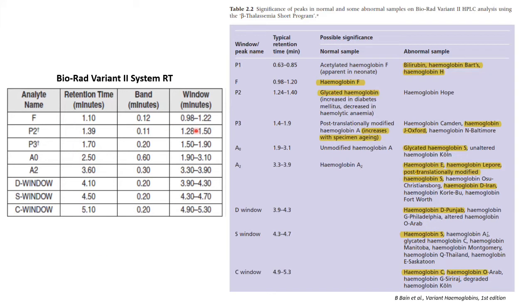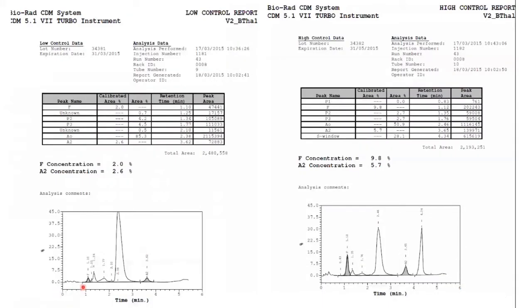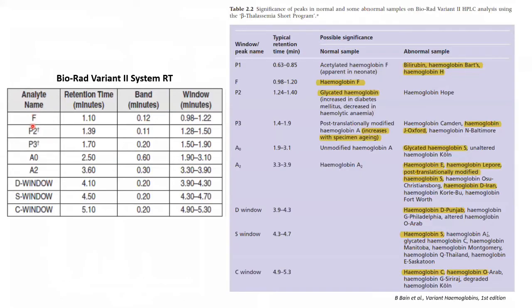Whatever is present before 1 minute is known as the pre-integration region. The machine does not provide you tabulated data for that particular area. As you can see here, whatever is before 1 minute, the machine does not provide you any tabulated data in the output. The total run length is 6 minutes, and whatever is before 1 minute is known as the pre-integration region. After F, you have the P2 and the P3 peaks, and then you have the adult hemoglobin, which is denoted as A0.